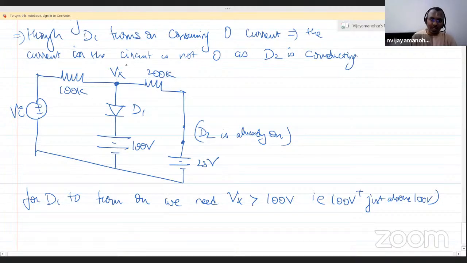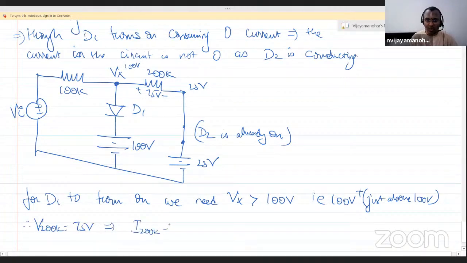So let us keep it as 100 volt itself. Now this is 100 volt. Now this is 25 volt. This voltage is 75 volt. So therefore V 200K is 75 volt, which implies I 200K will be V 200K divided by 200K, which is nothing but 75 volt divided by 200K, which is 375 microamperes.